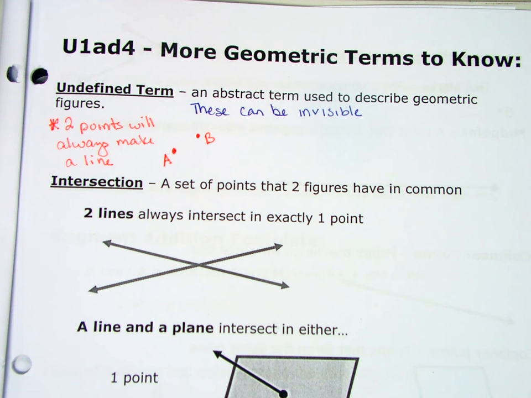So even if I don't have a picture, if I say, is there a line that connects points X and W? What's your answer? Yes. Yes. I don't even need to know where they are. I know that there is a line that will connect them.